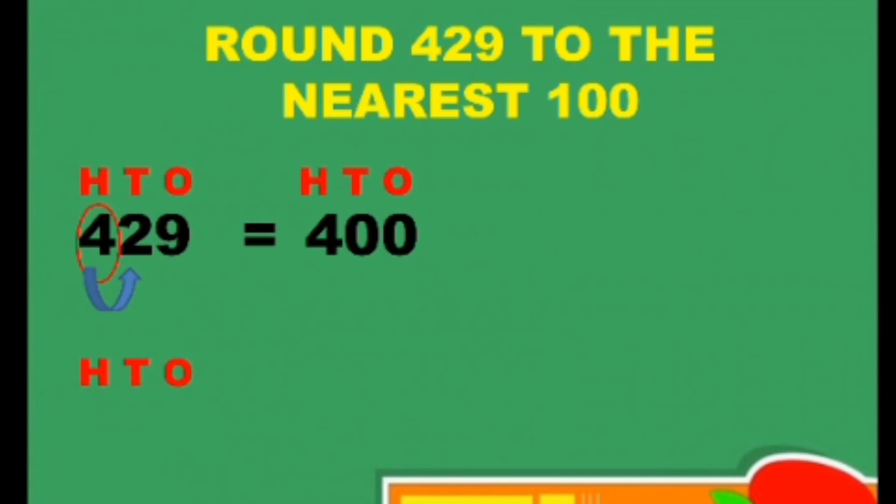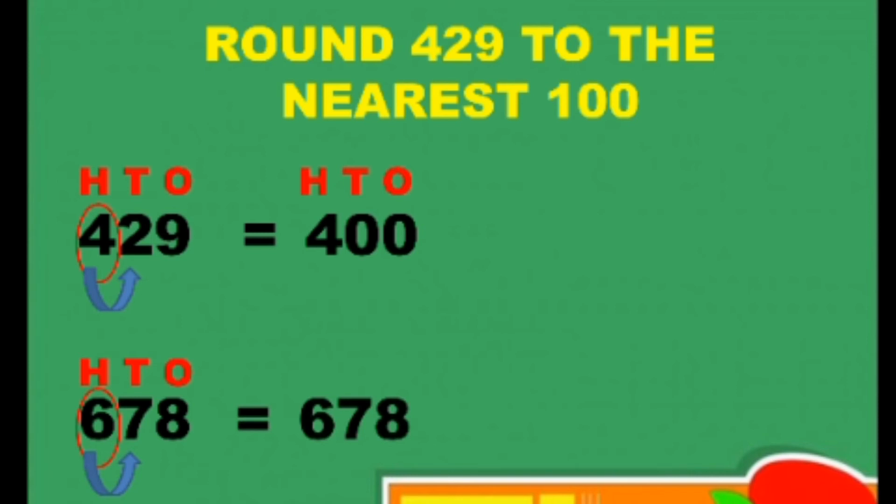Let's try another one. 678. The number in our hundreds column would be 6. So we're looking at the number next door, which would be in our tens column. That number would be equal to 7. 7 is more than 5, therefore we would have to add 1 to our 6. When we add 1 to our 6, everything behind turns to 0. That would give us 700.